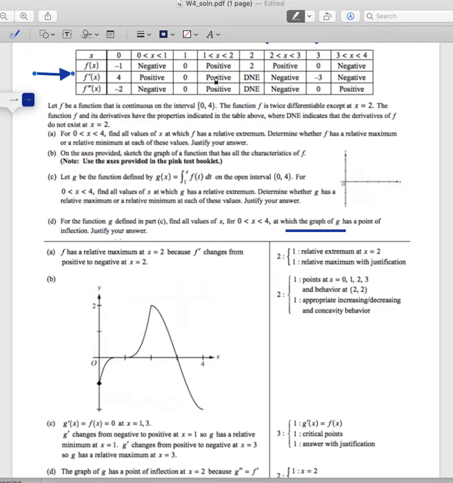Where does this line change sign? Not there, positive to positive, but there it does, from positive to negative, and it doesn't there. So the only place where G has an inflection point is at x equal 2, because G double prime, which equals F prime, changes sign there.